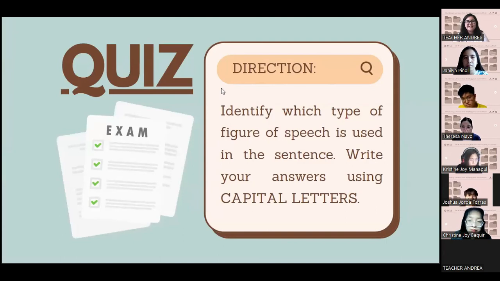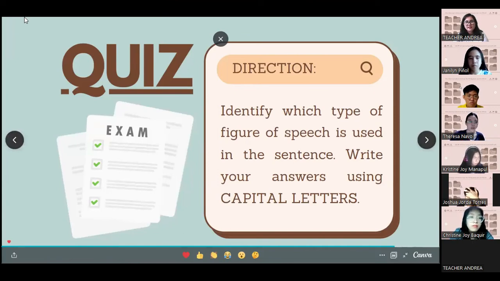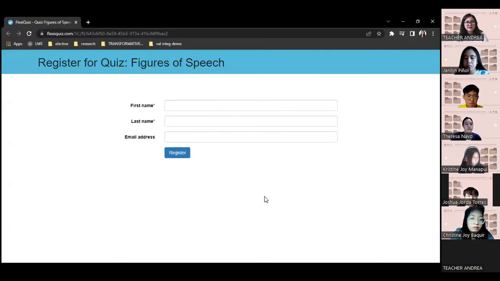Okay, so are you ready to take a short quiz? Okay, so I think yes, according to Christine, yes, and I can see heart reactions from our students. So let's have our quiz. So I will be providing again the link and I will be giving you 5 minutes to answer the quiz. What you're going to do is to identify which type of figure of speech is used in the sentence. So remember to write your answers using capital letters. Are you already on the link? Please raise your hand if you can access the link.